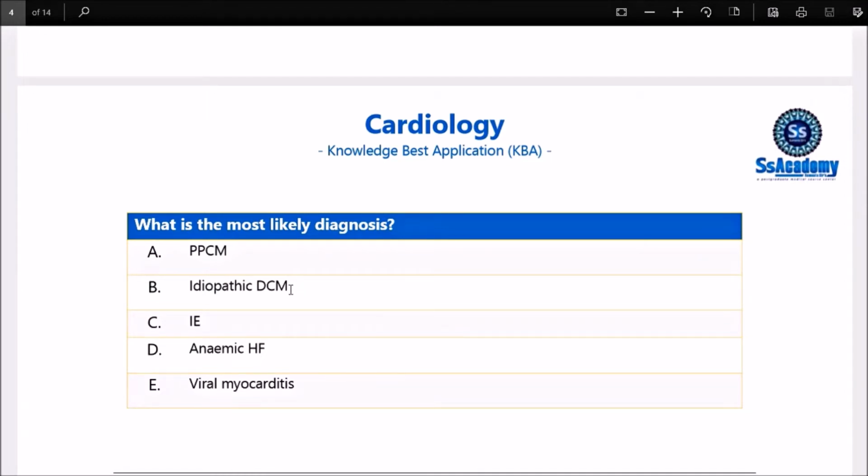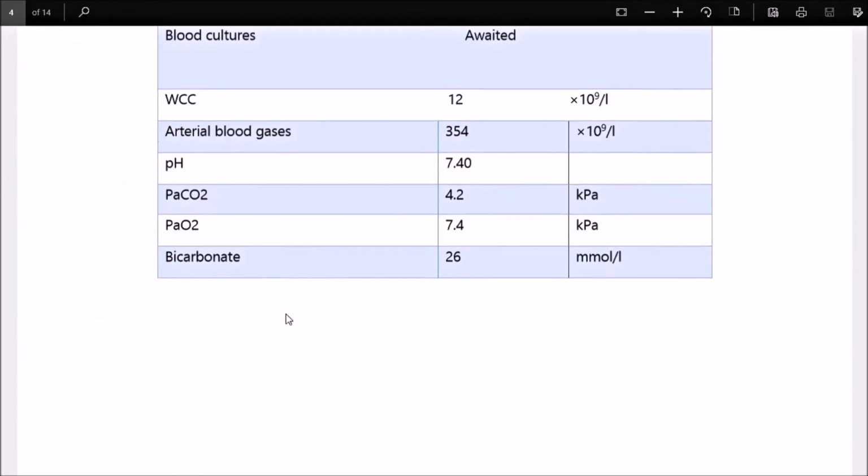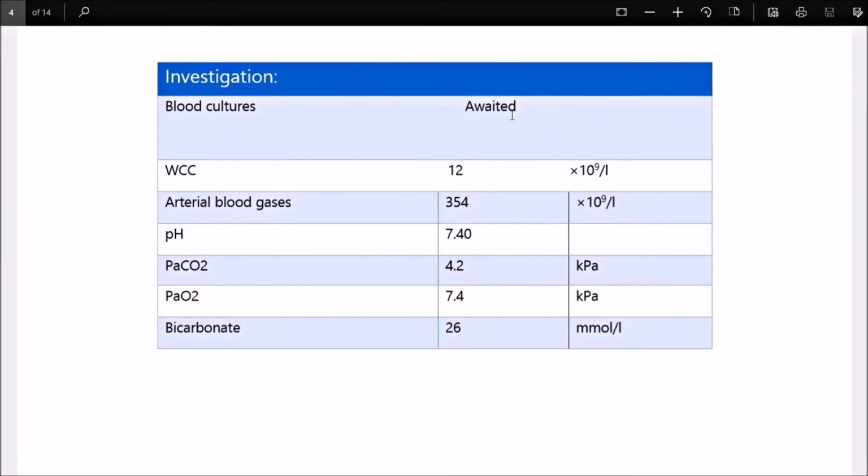So my dear, before going on, beyond the photographs, we can focus on the investigations. The blood cultures are awaited, WBC count a bit raised. Arterial blood gases: the WBC is 12, these are important, and also the pH 7.40, partial carbon dioxide 4.2, and partial oxygen 7.4. So yes, partial carbon dioxide is a bit reduced, but the pH is normal and bicarbonate is 22 to 26. So the abnormality is that partial carbon dioxide is reduced and partial oxygen is reduced.